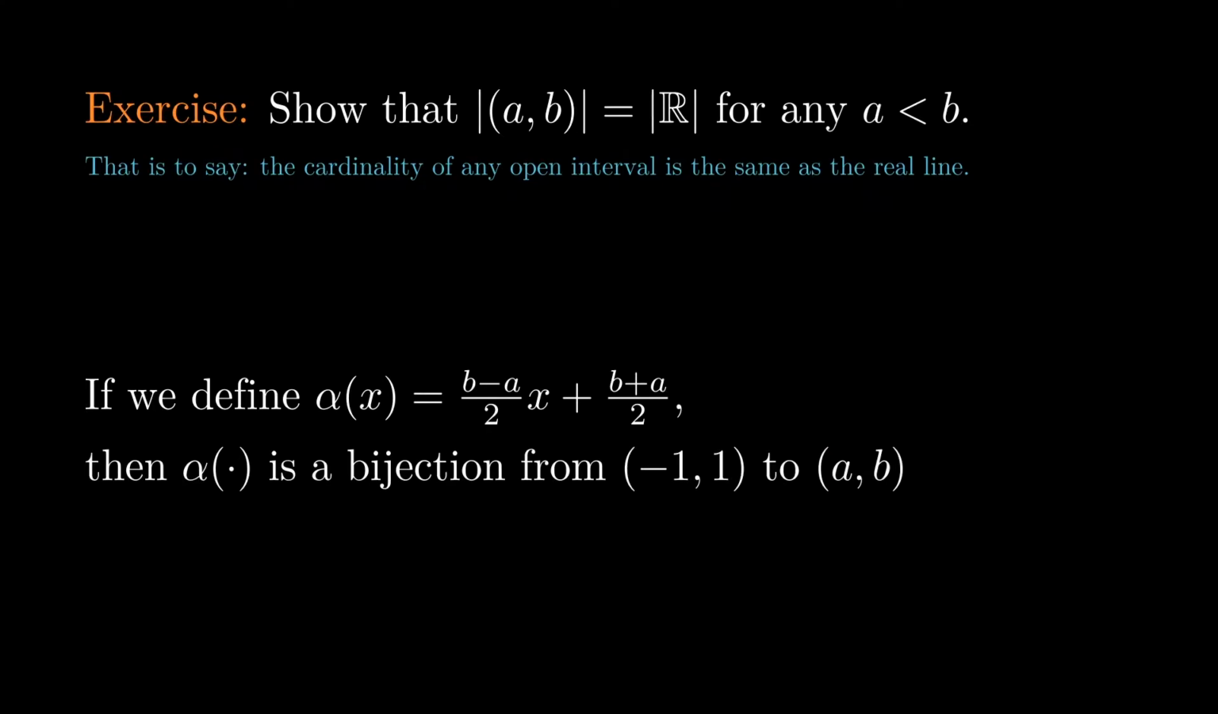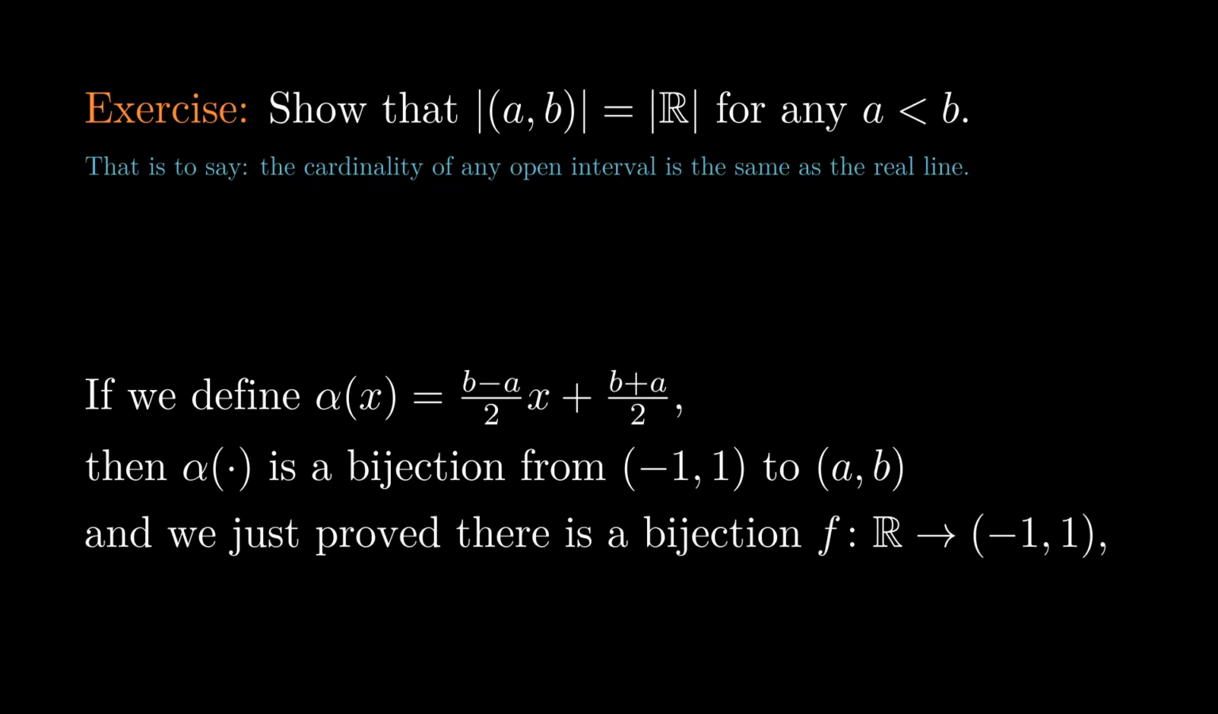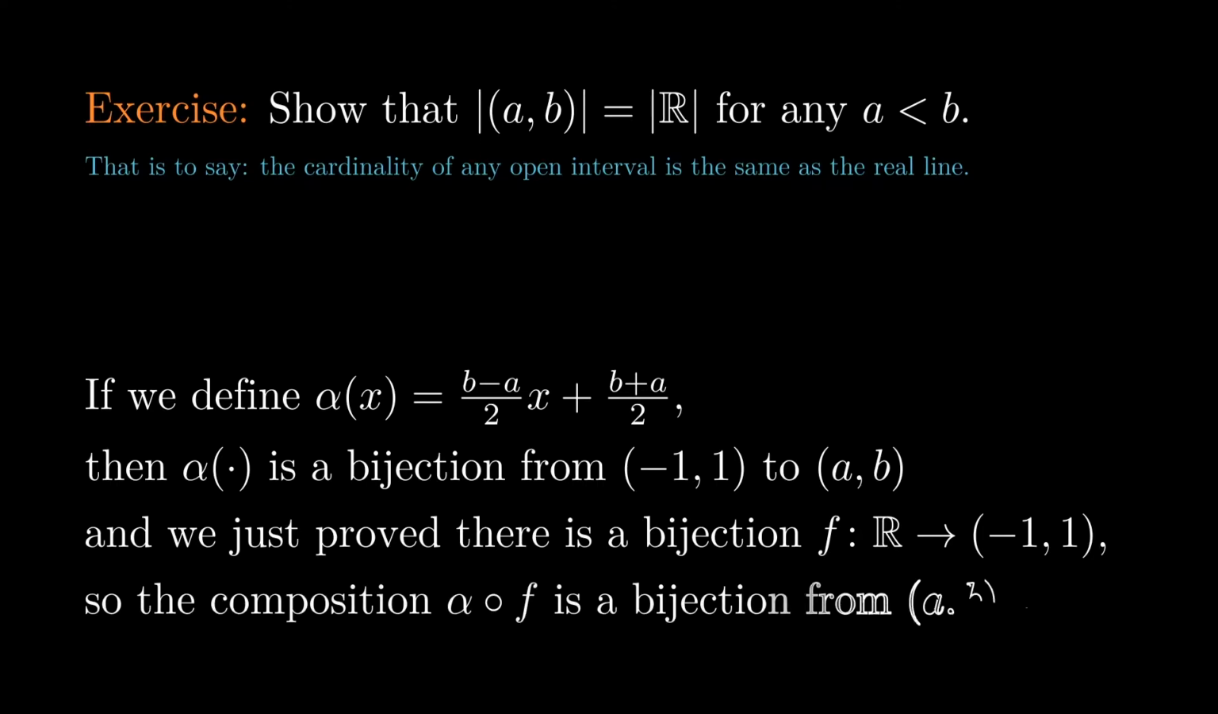In particular, this is a bijection from (-1, 1) to (a, b). To check, if we plug in x equals -1, we get a, and if we plug in x equals 1, we get b. We just proved there's a bijection from the real line to the interval (-1, 1). So if we compose those two functions, alpha composed with f, that's a bijection from the real line to the interval (a, b). Again, by definition, this implies that the cardinality of the open interval (a, b) is the same as the cardinality of the real line.